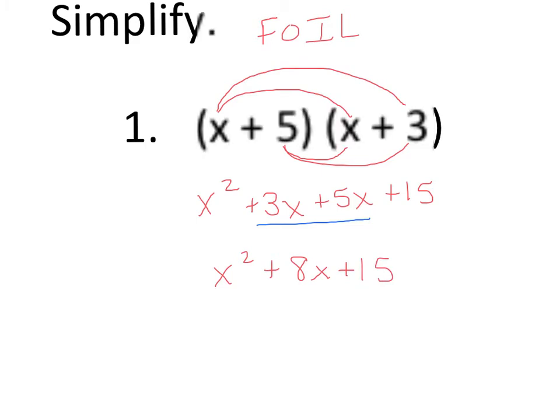All right, so now let's actually think about what FOIL really means. When we take the first times the first, realize that we're just taking x and distributing it to the x, and then we're taking x and distributing to the 3. Same thing with the 5. We're taking the 5 and distributing to the x and to the 3. So FOIL is just a fancy way of saying distribute. FOIL basically just stands for distribute.